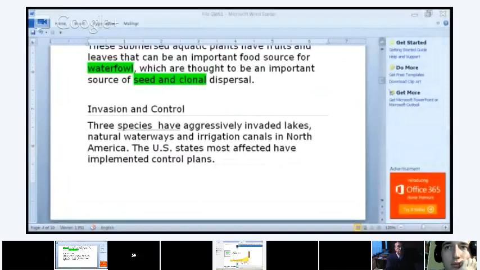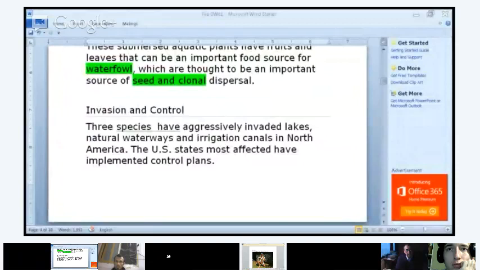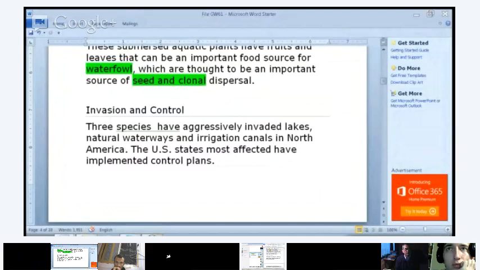In invasion and control, three species have aggressively invaded lakes, natural waterways, and irrigation canals in North America, in the U.S. Hello? Okay, great. Yeah, we can hear you perfectly. So this plant, three species, have aggressively invaded lakes, natural waterways like rivers, for example, and also irrigation canals. So these are special channels made by farmers to move water to irrigate plants.